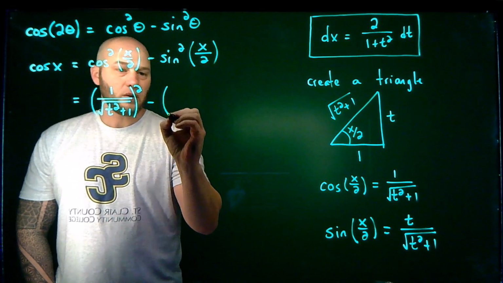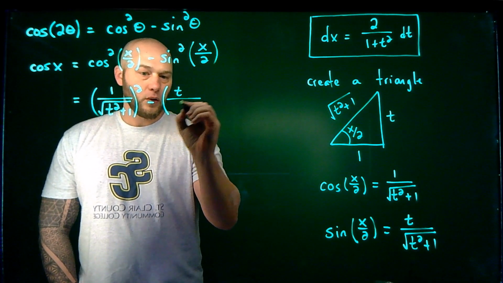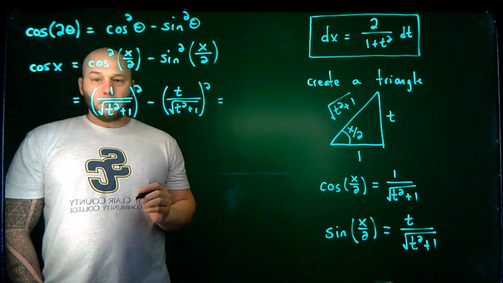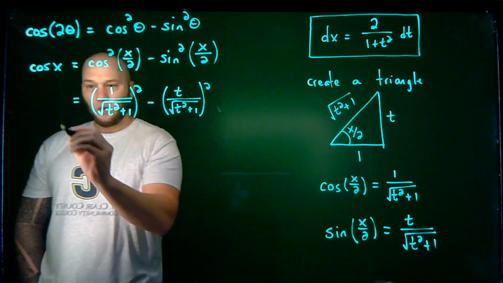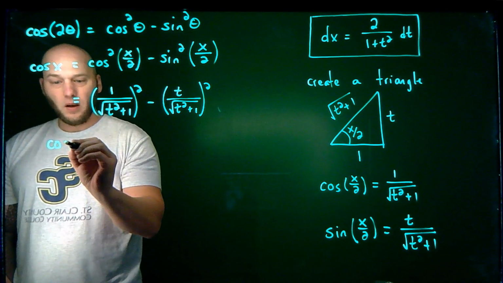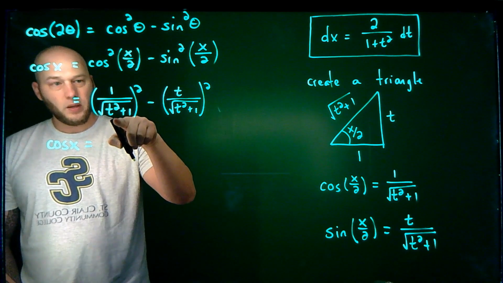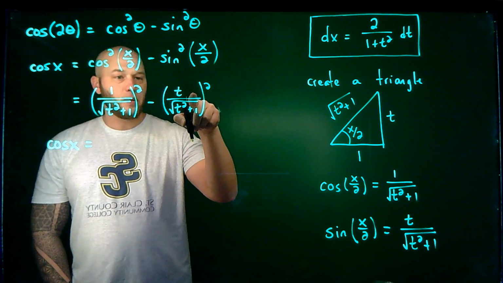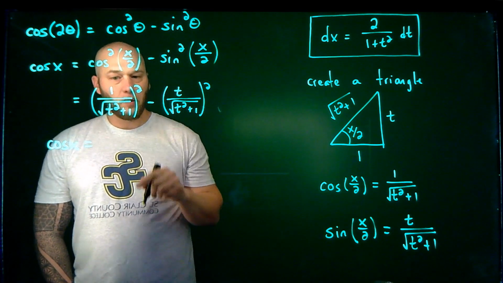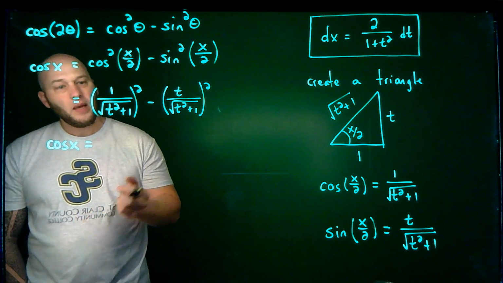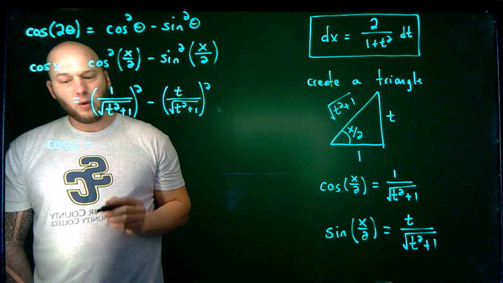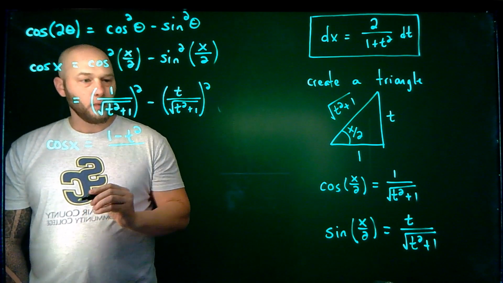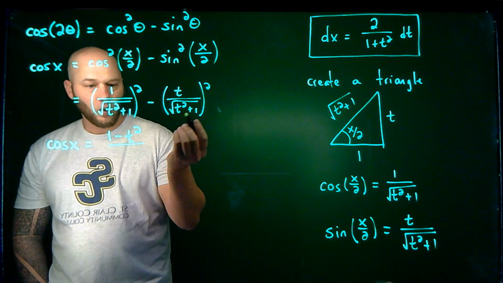squared minus t over the square root of t squared plus 1 squared. And then, let's put this down here. We have the cosine of x. Well, of course, if I square this, the top is going to be 1. The bottom is just going to get rid of the square root. Over here, the top is going to be t squared, and the square root is going to get eliminated on the bottom. And of course, the denominators match, so I can subtract the numerators, giving me 1 minus t squared over t squared plus 1, or 1 plus t squared.